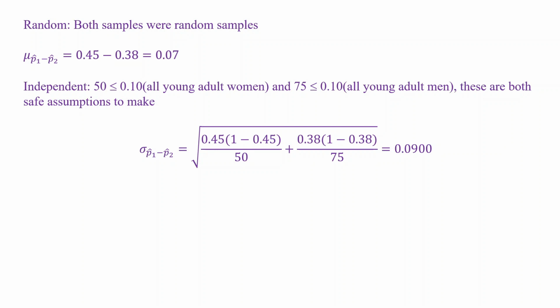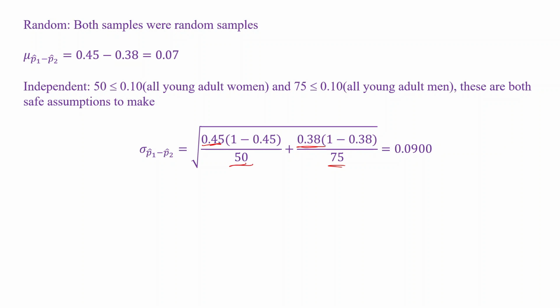So the standard deviation is going to be equal to, and I have the values plugged in here. Again, 0.45 is P sub 1, this is N1, P sub 2, and then this is N2. And if you calculate that, you get 0.09 when you go ahead and round there.